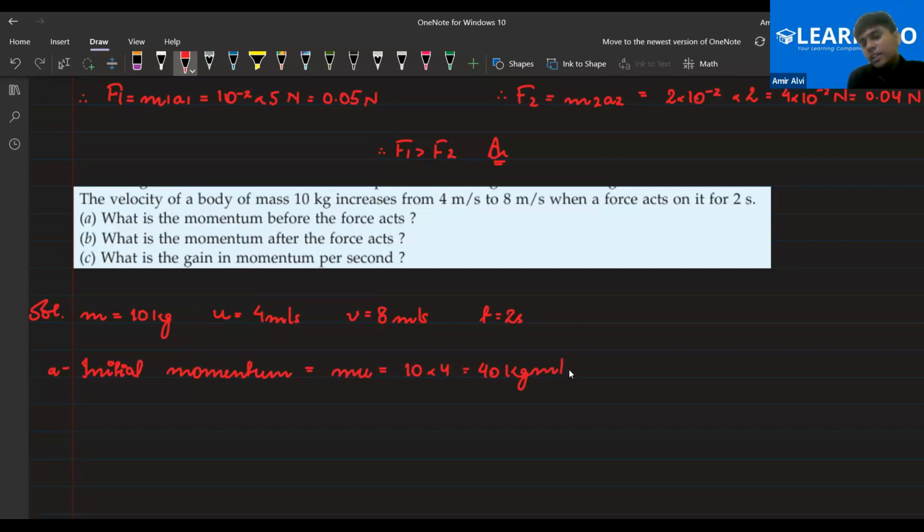kg meter per second. Now tell me, is it a question that will take like 2 or 3 minutes to solve? Farhan, Safia, you didn't give the answer at all.